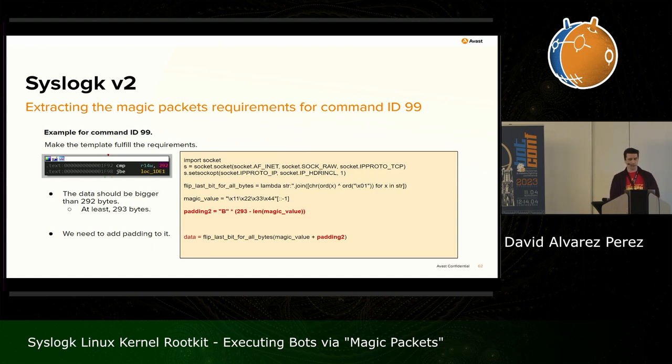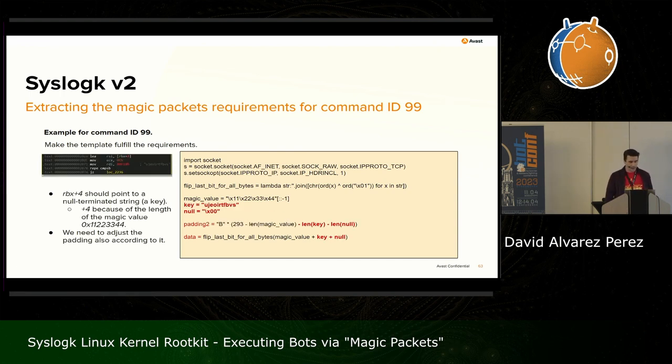You can see another comparison that checks the length of the data. It needs to be at least 292. I will use the value 293 and subtract the length of the magic value to be precise, and put 293 bytes of data. You can also see the RBX register of the processor pointing to the data plus the offset 4. It skips the magic value, so it is pointing to data which is expected to be a null-terminated key. You can see that I add this key with the null value and also adjust the padding for this.